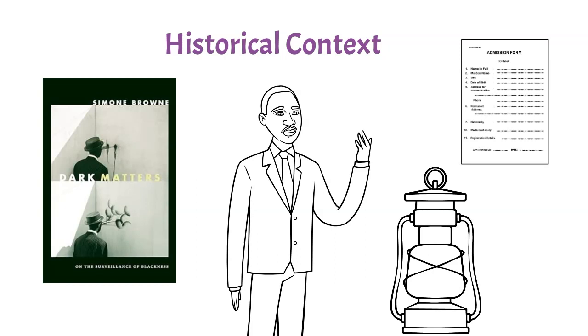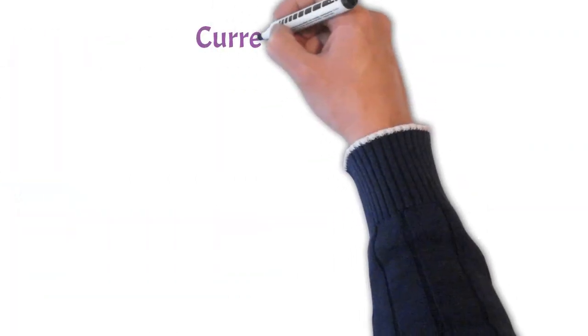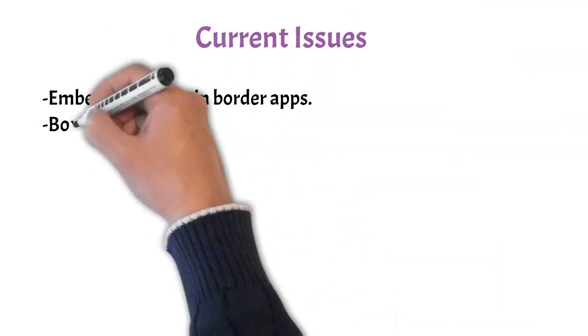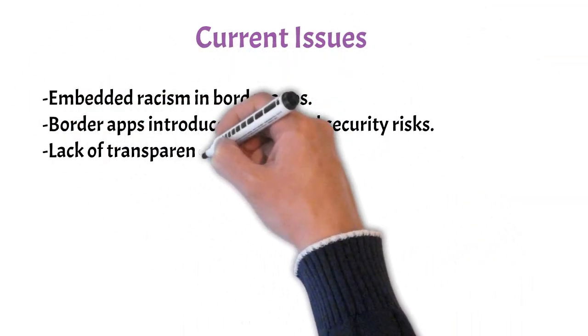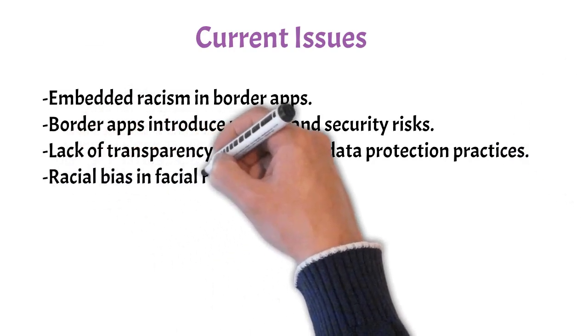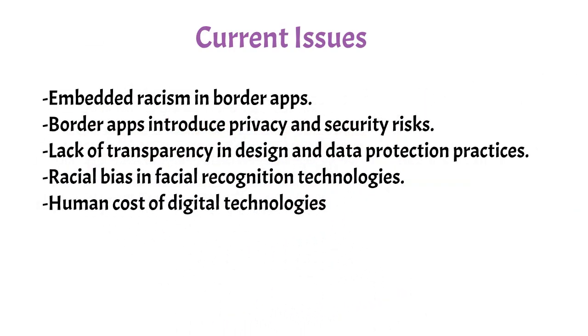In her book, Dark Matters, Simone Brown explains that the historical formation of surveillance is not outside of the historical formation of slavery. The historical concerns can be amplified by the emergence of border apps, which transfer the responsibility and cost of border control from the state to the individual, and which may expose travelers to new forms of digital surveillance, profiling, and sorting.